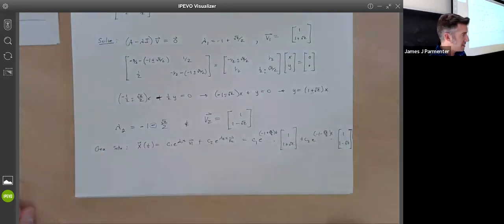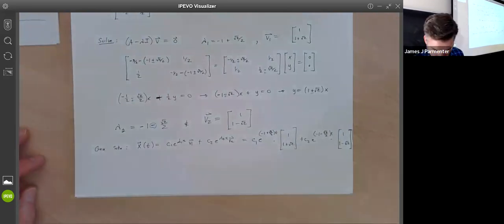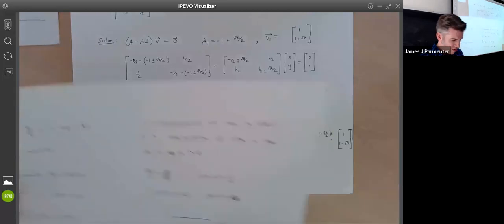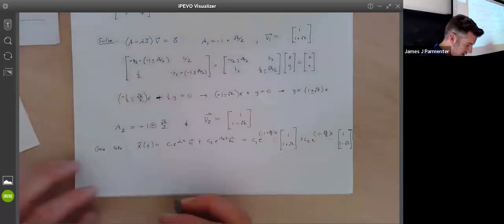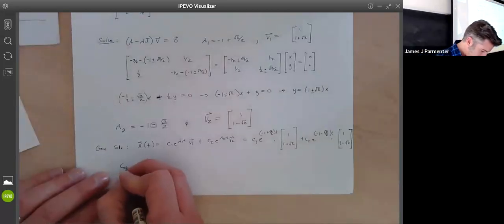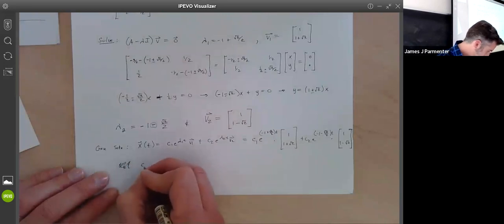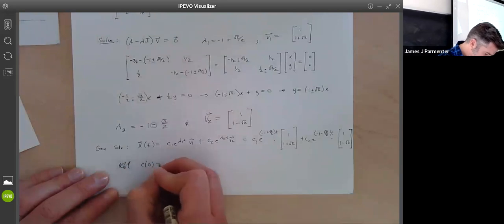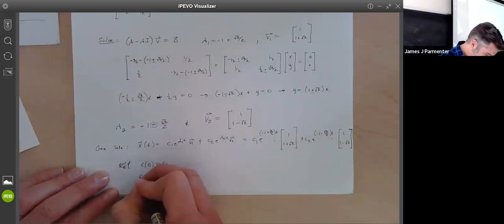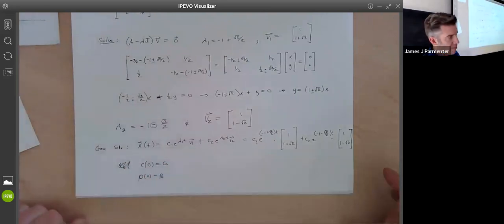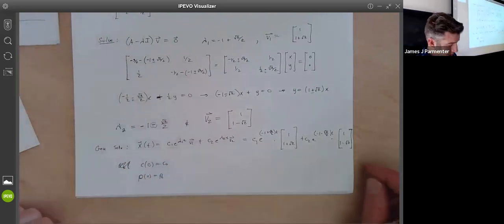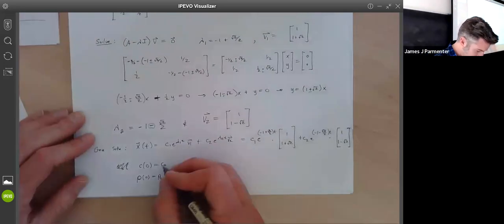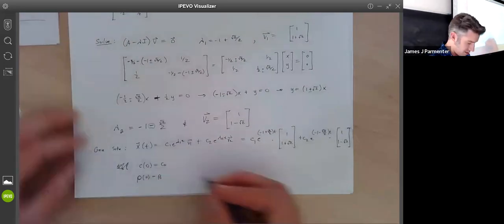And then we find C1 and C2. So then we have to go back and remember what our initial conditions were. I know I wrote them down somewhere. Oh yeah, this is where it's really lovely. Our initial conditions were C of 0 is equal to C sub 0, and P of 0 is equal to P sub 0. How helpful. So we're going to plug in t equal to 0, and this for the first coordinate, this for the second coordinate.